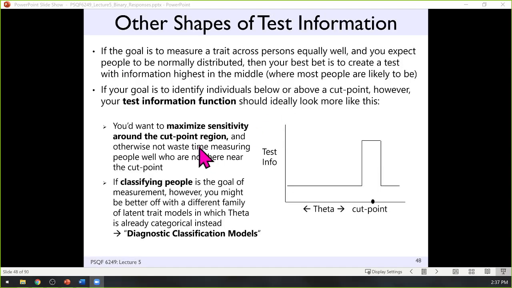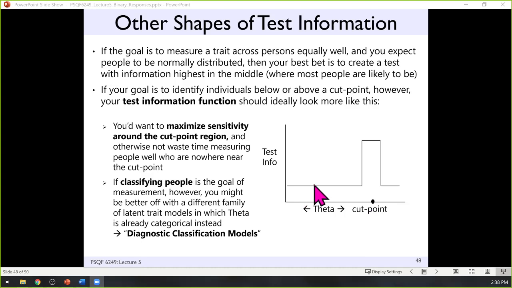Okay. Here's an alternative. What if the goal of measurement was to group people, to identify students who should be part of a gifted and talented program, for instance? If that's my goal, then I might want an information function that looks something like this, where I've maximized information around the point where I want to designate people as either being qualified for this group or not. If you're not going to be qualified, I don't need to know how low you are.